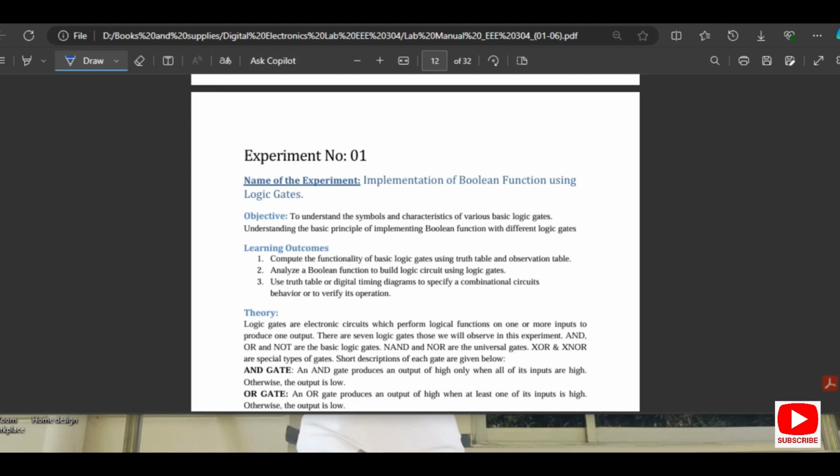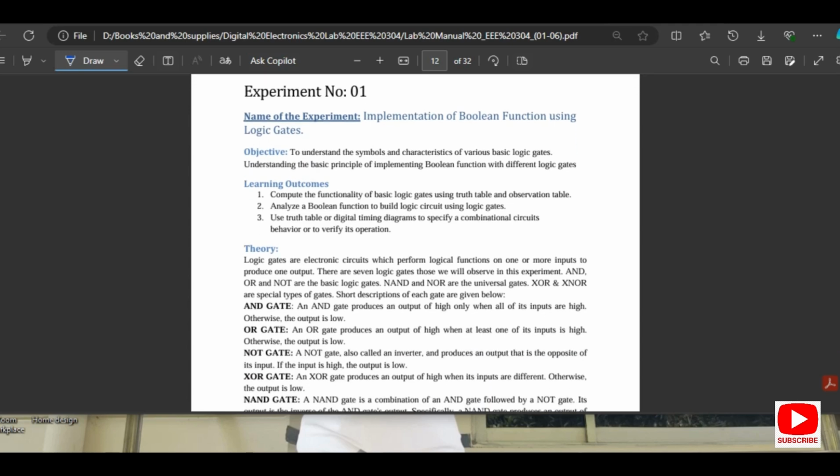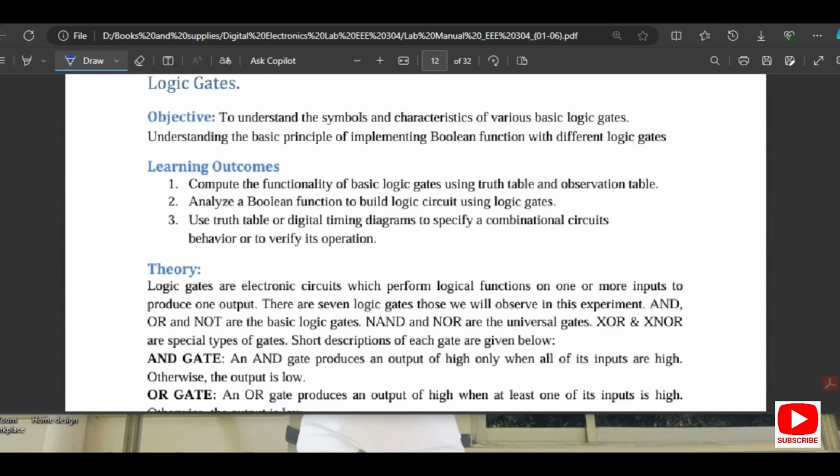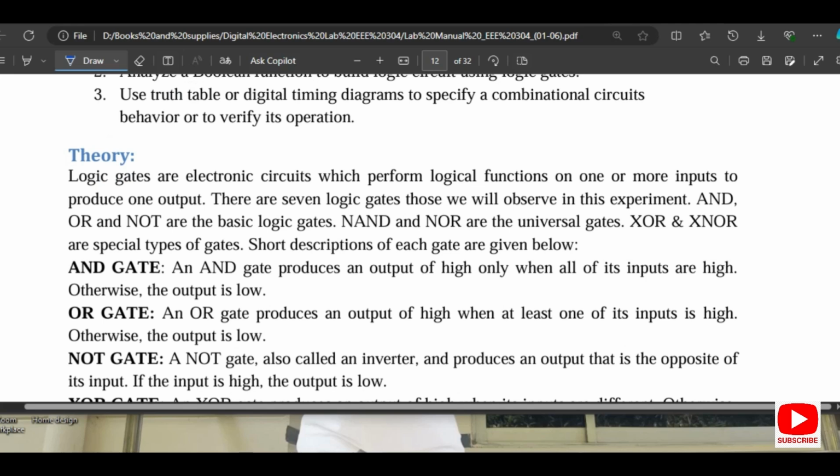Okay, so first of all here is experiment number 1, where the name of the experiment is implementation of Boolean function using logic gate. That means we have to implement the Boolean function by using some basic logic gates. Boolean function says that different types of ICs can do different types of work.